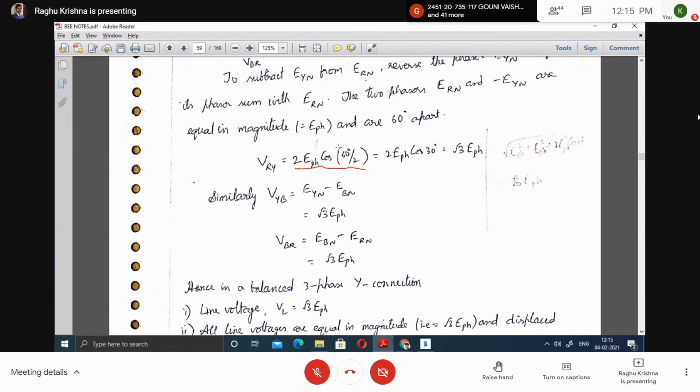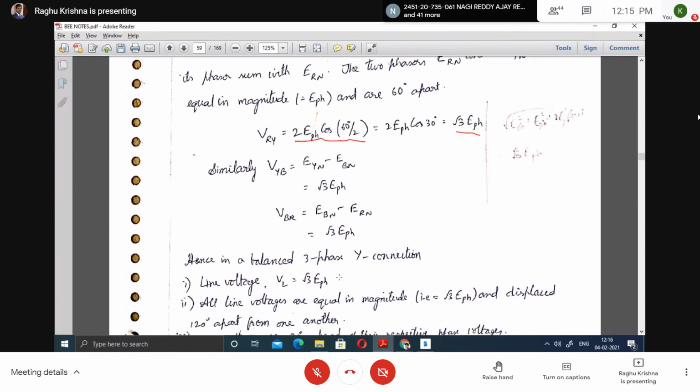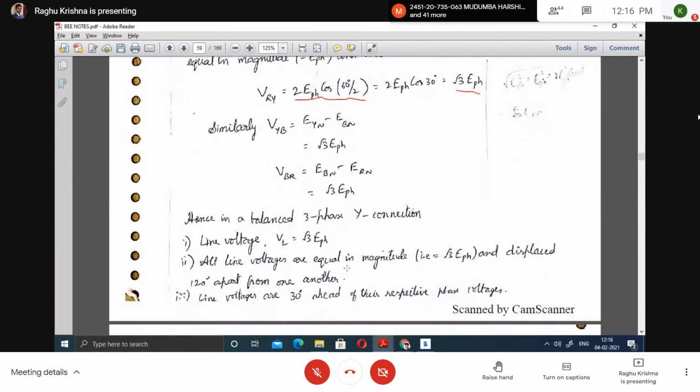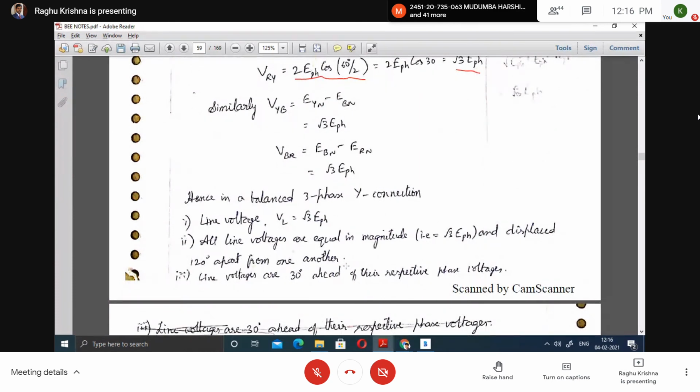Which is equal to root 3 V phase. So VRY is equal to root 3 V phase. Similarly, VYB is equal to root 3 V phase. So here you can see the points. Hence, in a balanced three-phase star connection, the magnitude of the line voltage is equal to root 3 times the phase voltage.